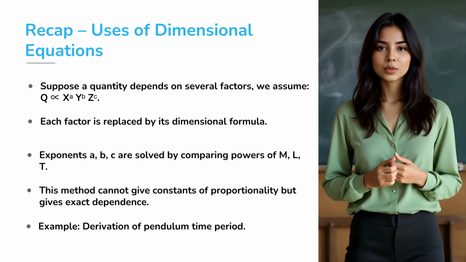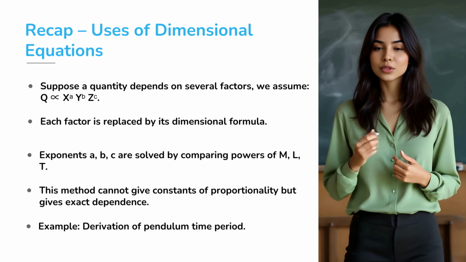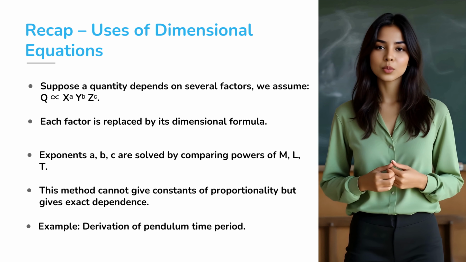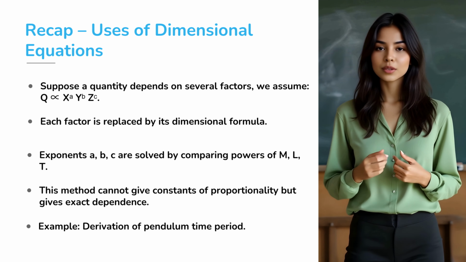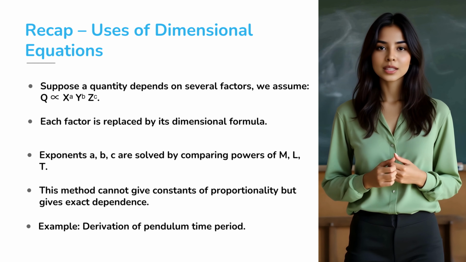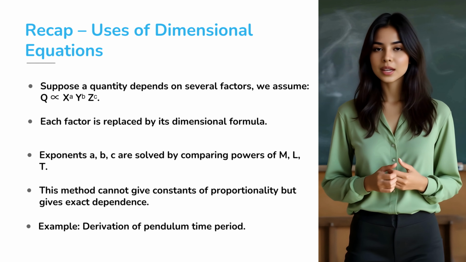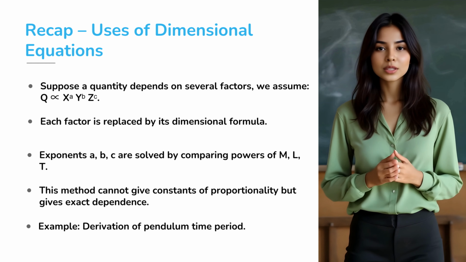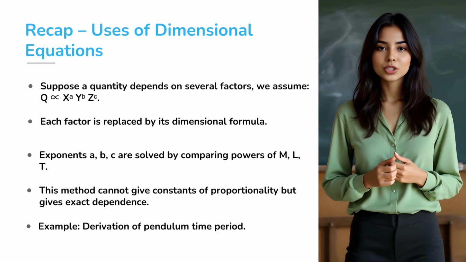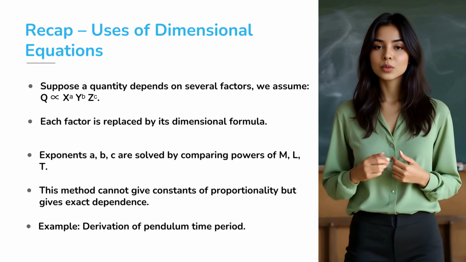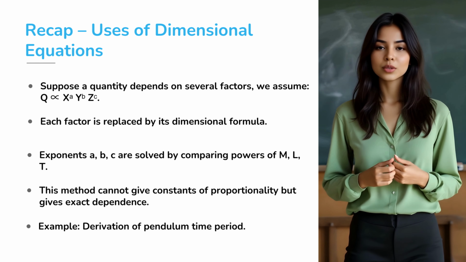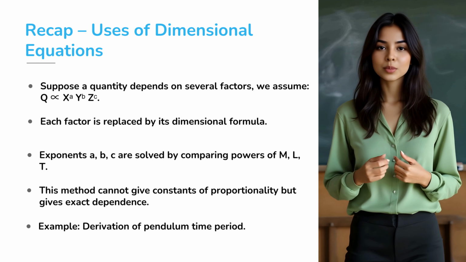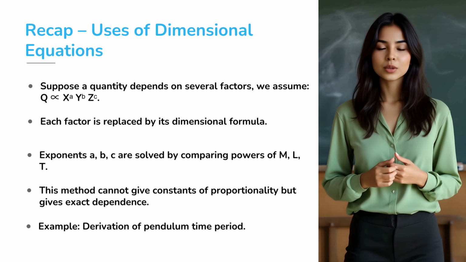Let's quickly recap what we've learned. Dimensional equations have three major uses. First, they help us convert units, as we did with 1 Newton equals 10 to the power 5 dynes. Second, they let us check correctness of equations, like verifying 1/2 mv squared equals mgh. And third, they allow us to derive relations, like finding T equals 2 pi square root of L over g for the pendulum. Dimensional equations act like a bridge between mathematics and physical reality.